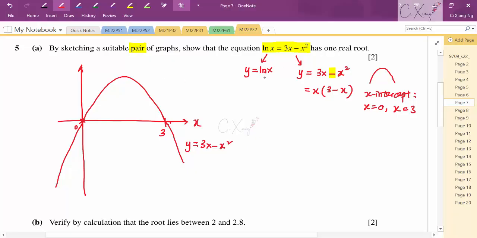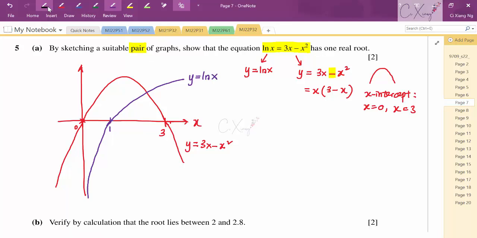Alright, then if I want to sketch y equals ln x, so for y equals ln x, generally it will pass through the 1. Okay, so the y-intercept will be the asymptote from the negative part, and my ln x graph should look something like this. So this is actually y equals ln x.